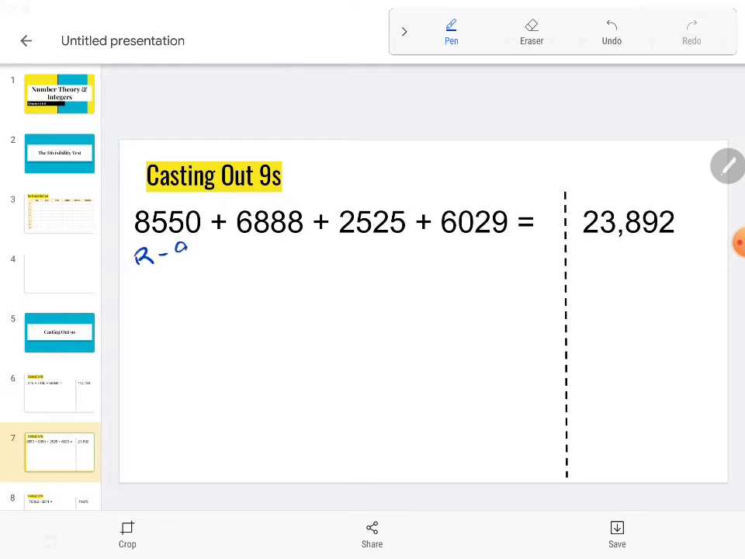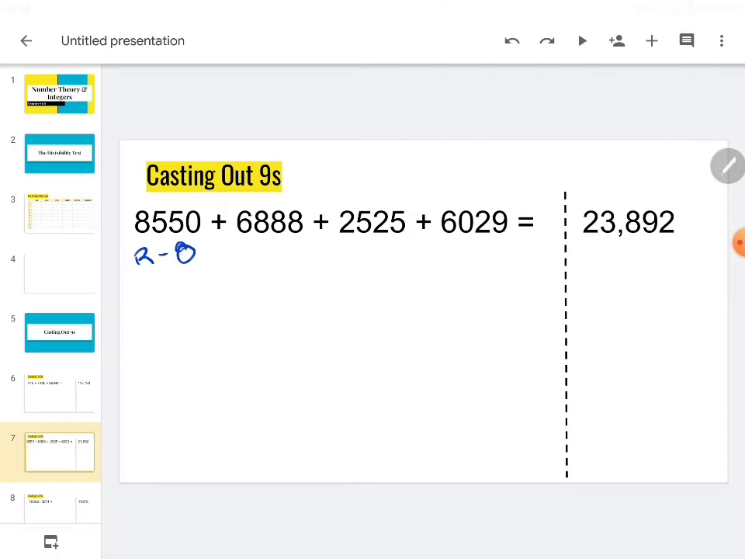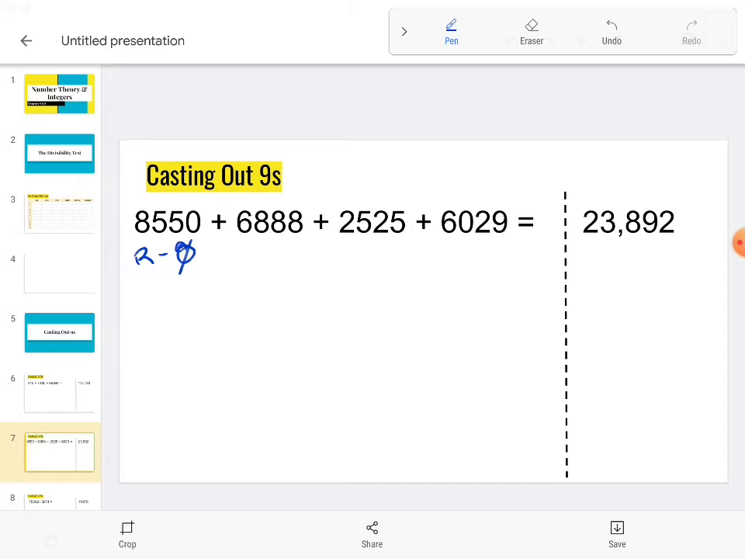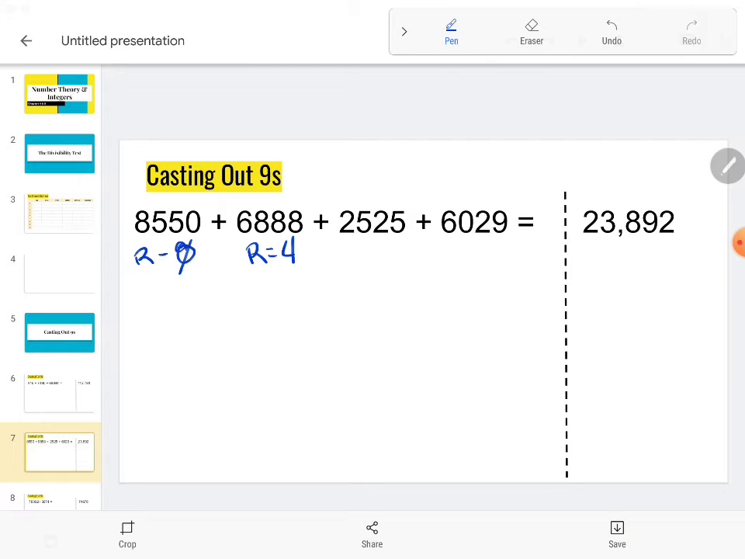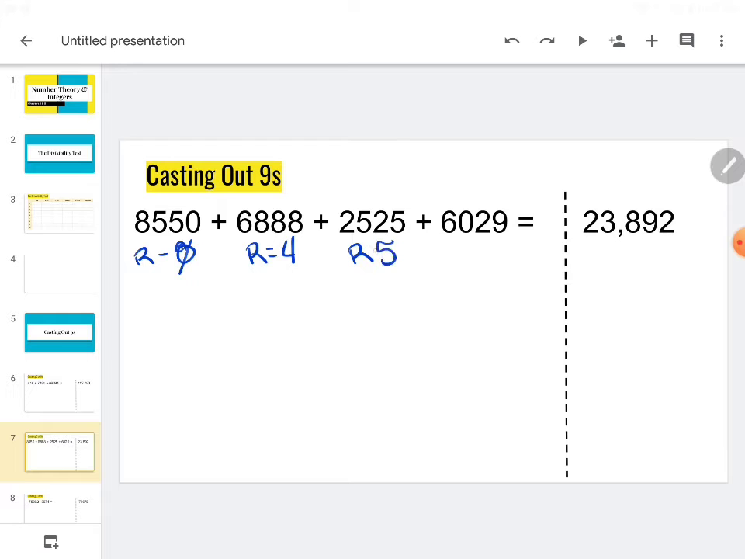or get all of our 9s out, I should say. Our remainder should be 0. Yeah, it should be 0. Our next one, we're going to add 6 plus 8 plus 8 plus 8. We'll get 22. And we're going to take out as many 9s as we can, and our remainder should be equivalent to 4. For our next problem, we'll have 2 plus 5 plus 2 plus 5, which is going to be 14. Once we get our 9s out, our remainder should be 5.